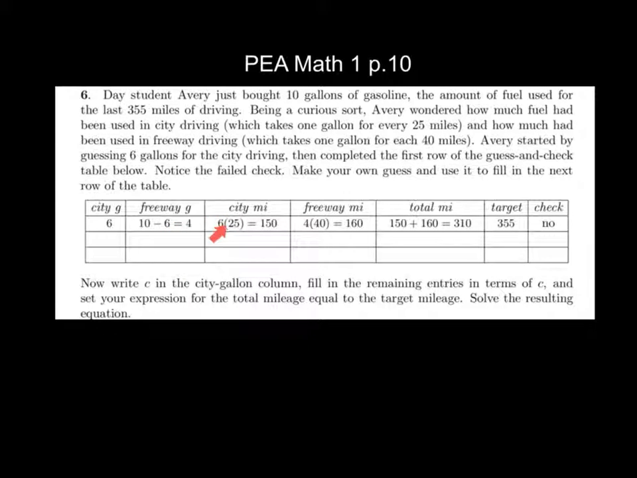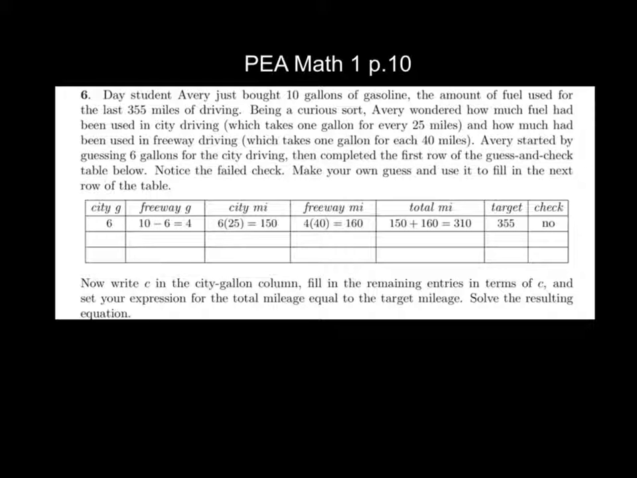So she calculated her city mileage, which is 6 times 25, you got 150. So that's total miles for city. And then that means it'd be 4 times 40 miles a gallon for freeway, it's 160. You add those up and you want to get 355 because that's what her total miles was.